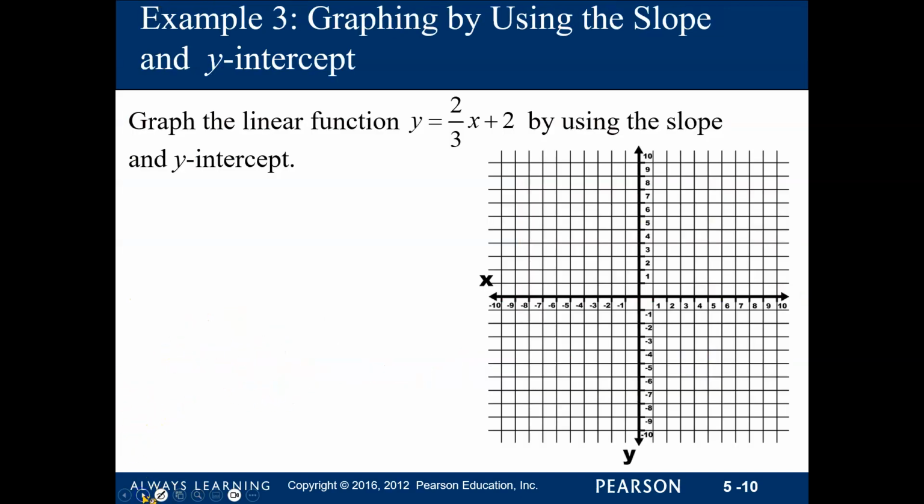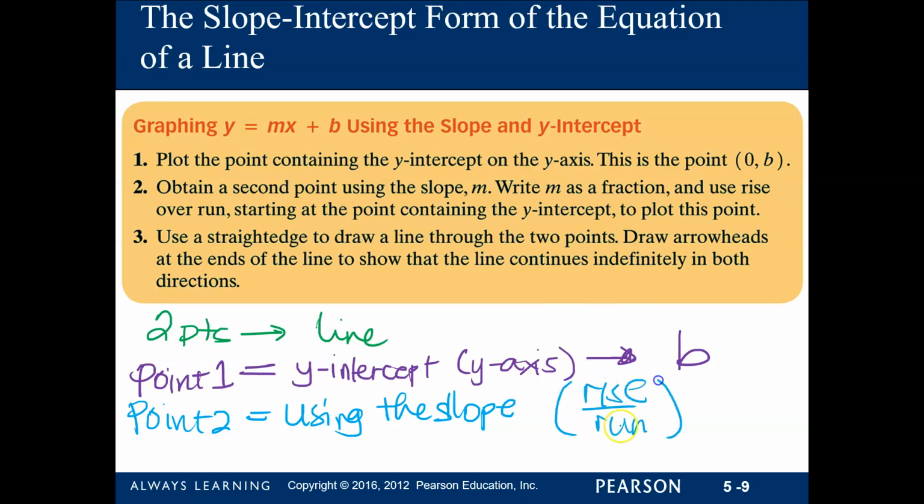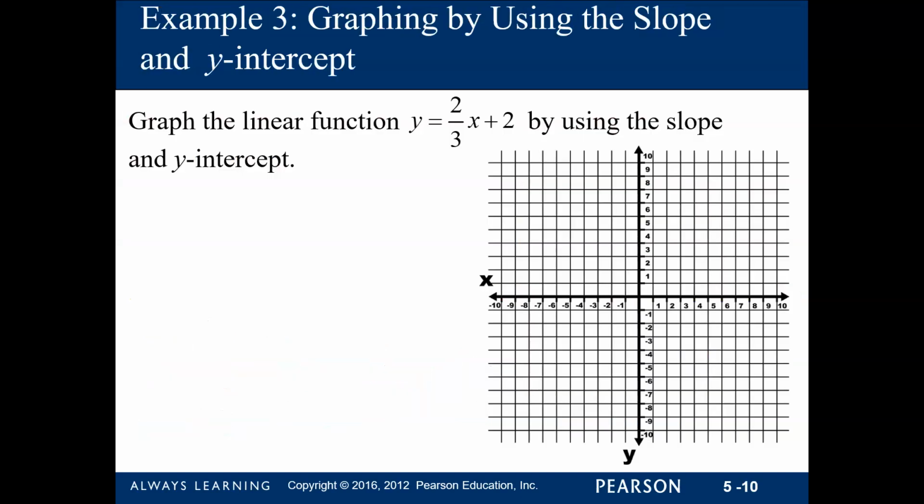So how do we find the second point of the line? Well, point number 2 can be located by using the slope. Use the slope, which means from this given point, you move using your rise over run so that you can find the next point. And now that you have your 2 points, you can simply connect them and then graph. So let's have this example. We have the linear function y is equal to 2 over 3x plus 2, and we have to graph it using the slope-intercept form.